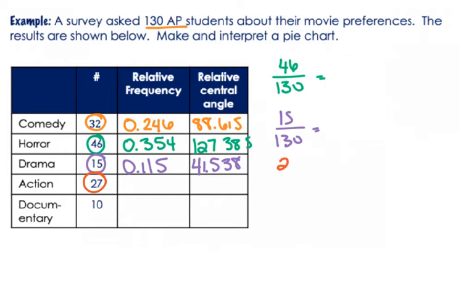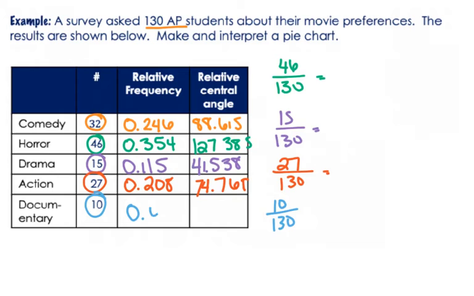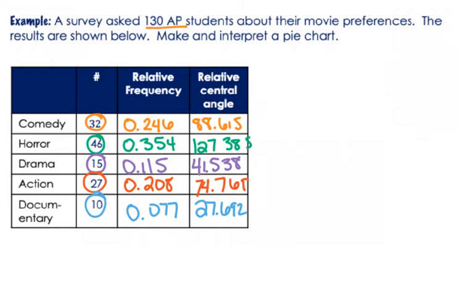Okay, action is 27 out of the sample size of 130. Put that in my calculator, I get 0.208. I multiply that by 360, and I get 74.769 for my relative central angle. And then the last is documentary. So that's 10 out of 130. And I put that in my calculator, I get 0.077. Multiply that by 360. That's how I get 27.692. So now what we're going to do is we're going to draw a pie chart using this. We really aren't going to focus on this relative central angle so much, just because I think it's kind of dumb.